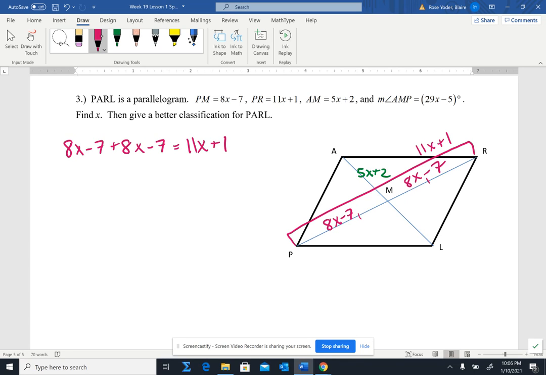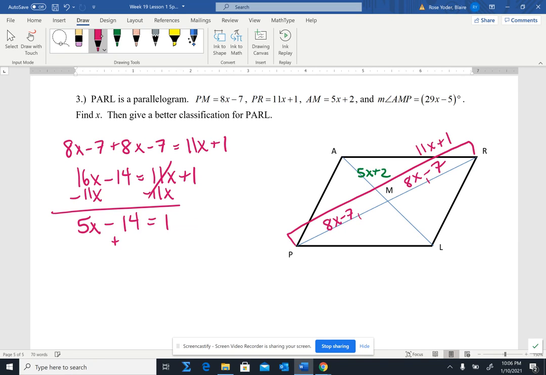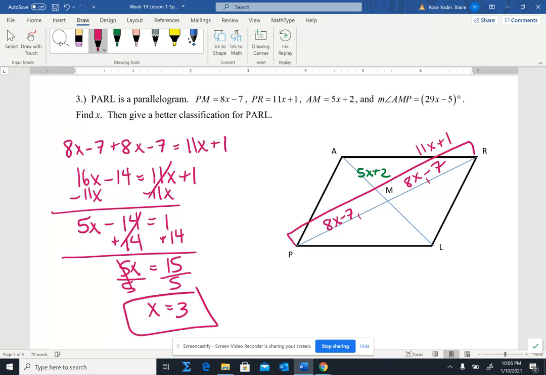So let's add it up. 8x and 8x is 16x. 7 and 7 is 14. All right, now we have an equation to solve. Minus 11x, minus 14. I can tell that this is going to come out nicely. 5x equals 15. Yes, 15 is divisible by 5. You get 3. All right, we're going to have to do lots of plugging back in because we have a lot of stuff to check on. So 8 times 3 minus 7. 24 minus 7, 17.